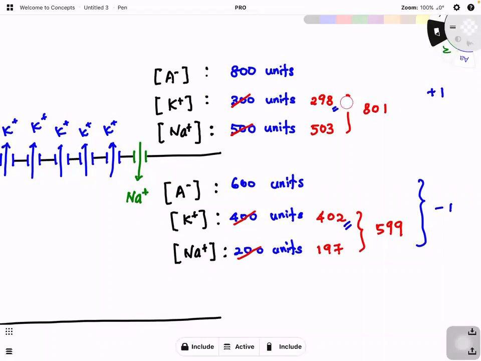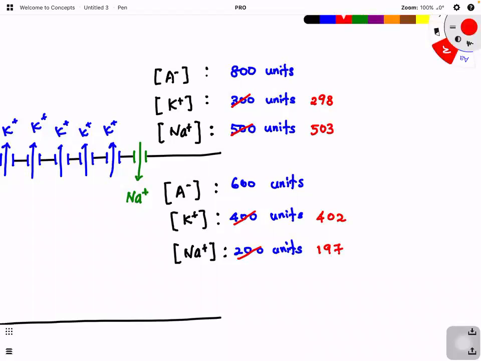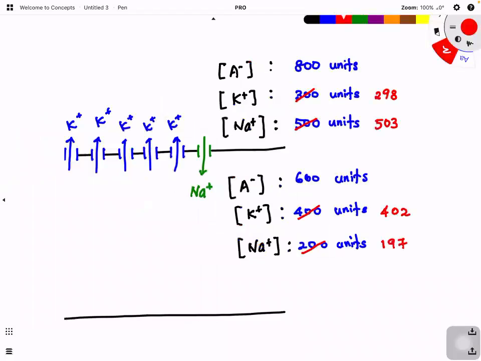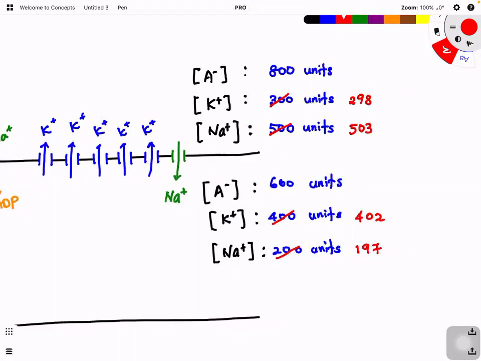I'll remove this one first. Now, if we continue to calculate, right? So outside, can you see that now we have extra 1, 2, 3, 4, 5 potassium ions. So 298 now plus 5, 303. Okay, can you see that potassium ion? So inside 402, we leak out 5, right? We leak out 5, so minus 5.